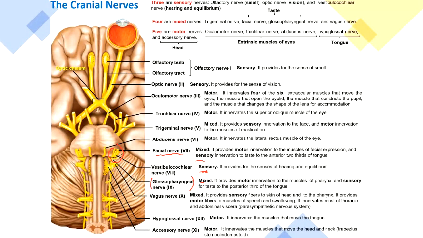Next, we have the vagus nerve. We're almost done here, bro. I know this is a lot, but make sure you know these, okay? It's gonna really help you.